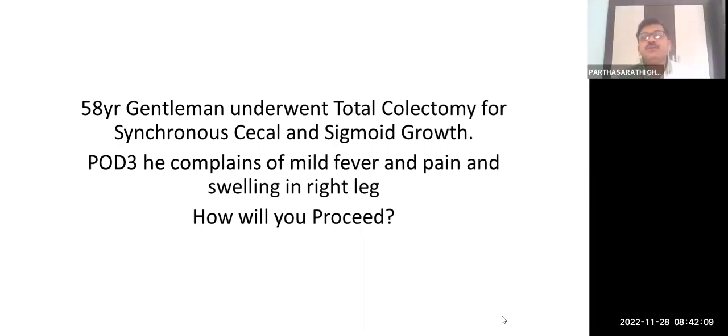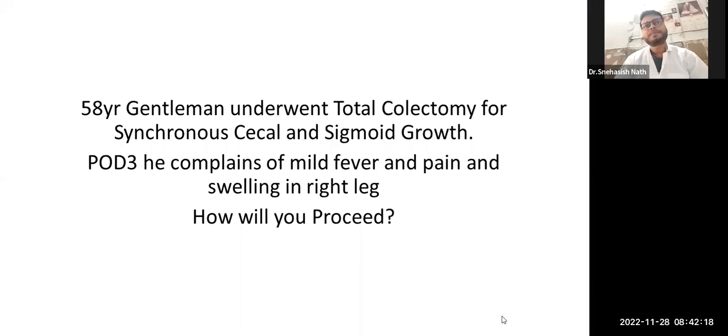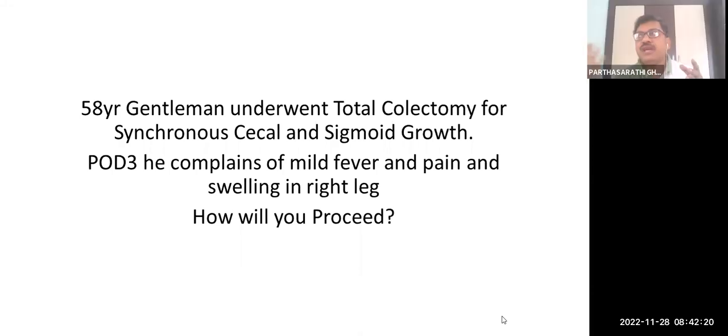What will happen if there is occlusion of the pulmonary artery? The right ventricle actually cannot work. Yes, sir. So that is the reason, and that also helps us in choosing the management in case of pulmonary embolism as well. Yes, sir.